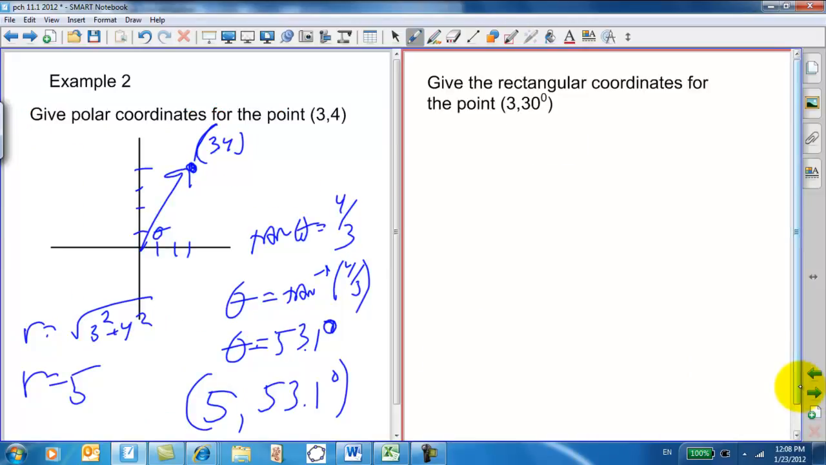Now give rectangular coordinates for 3 and angle 30. Okay, so let's set up another set of axes again.